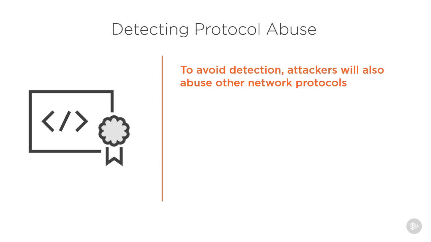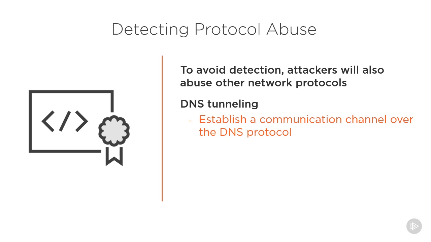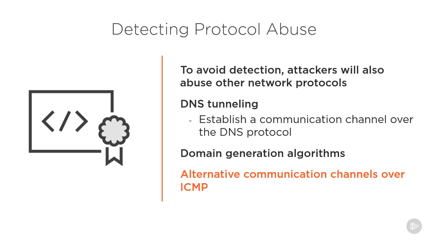To avoid detection, attackers will also abuse other network protocols. A common technique is DNS tunneling, where the attacker will establish a communication channel over the DNS protocol. Similar attacks are domain generation algorithms, DGA for short. Alternative covert communication channels can be set up over ICMP as well. To get a better understanding of this, we'll continue with more details on DNS tunneling.